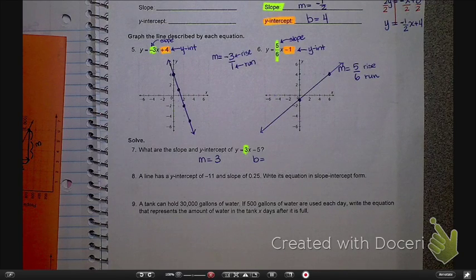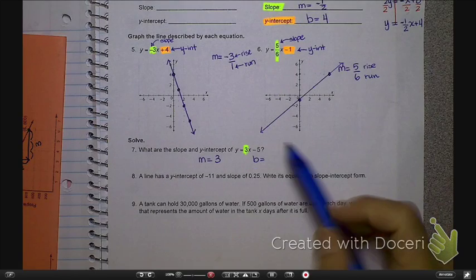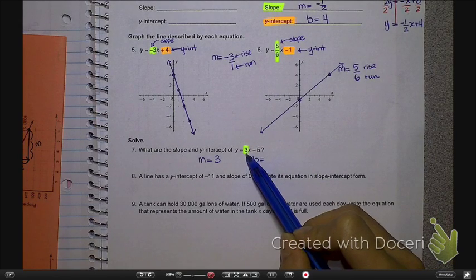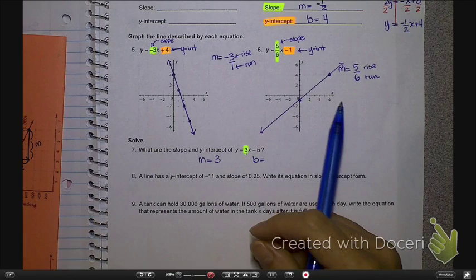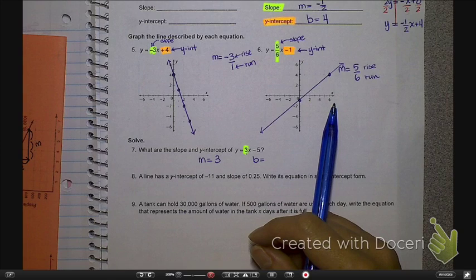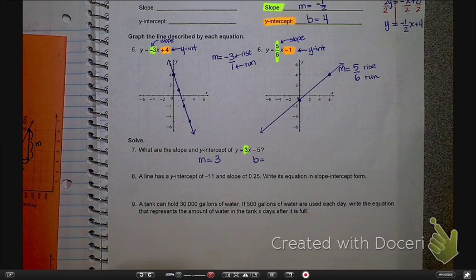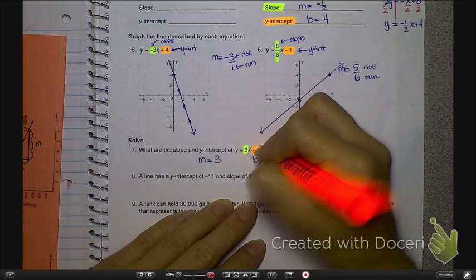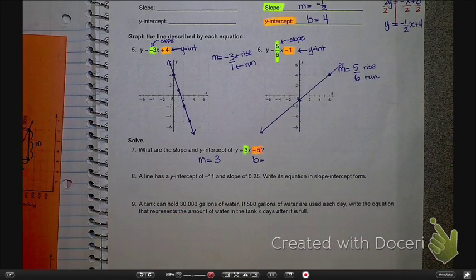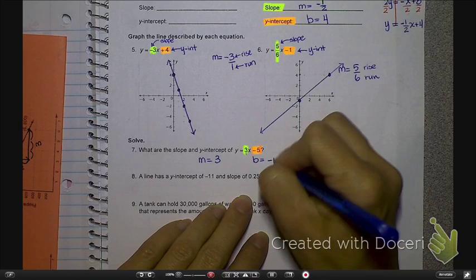No. X is not part of the slope. X is the variable, okay? So the only thing that you write down for the slope is the number, not the x. All right, next. What is your y-intercept here? 5. Now, be careful. Make sure you include the sign with it. So what sign is with it? Negative. Negative 5. Okay?